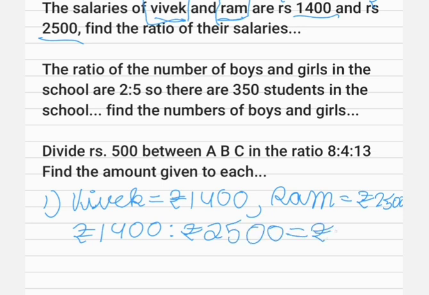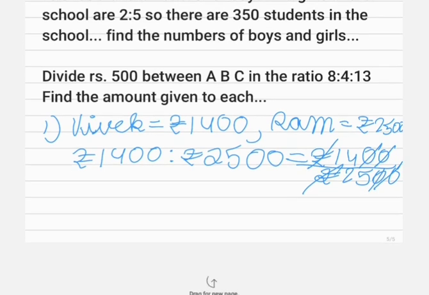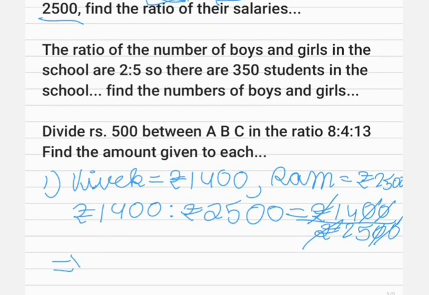So rupees 1400 divided by rupees 2500. So we can cut rupees by rupees, double zeros by double zeros. And 14 and 25 cannot be simplified more. So their ratios are 14 is to 25. And this is the final ratio of their salaries.